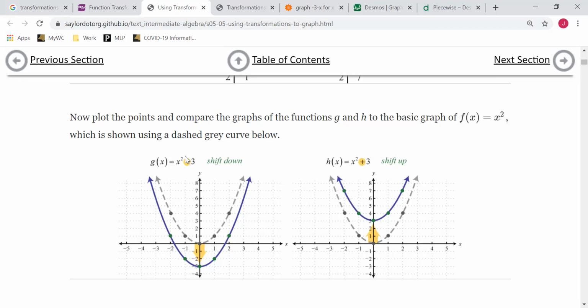If I wanted to move it down 3 units, I would take x squared and subtract a 3 from the entire function, say. So every single point goes down 3 units. This point over here goes down 3 units. This point, 3 units. This point, 3 units. The origin point goes down 3 units. So subtracting something from the entire function has the effect of shifting it straight down, and nothing else. And if you want to shift up, you need to add a positive number to that function.